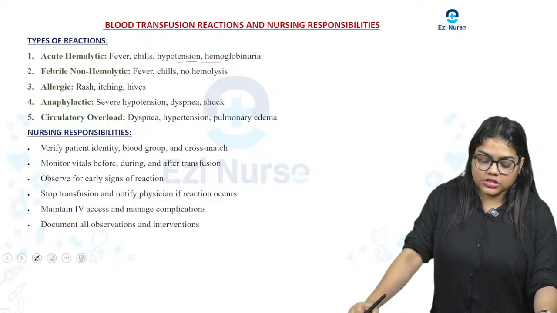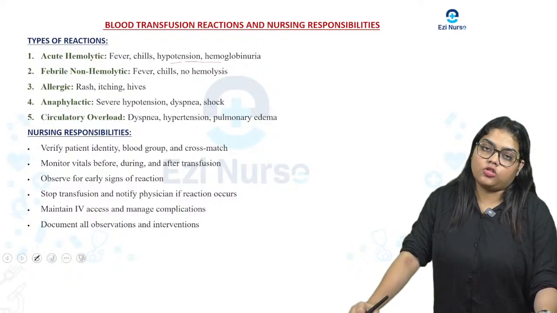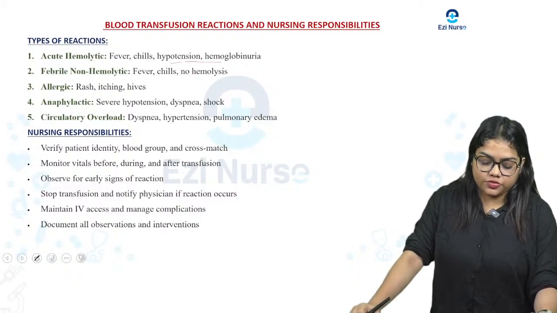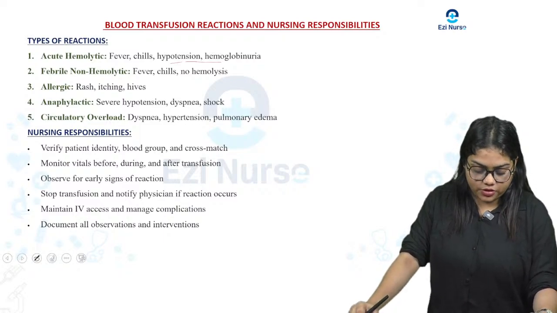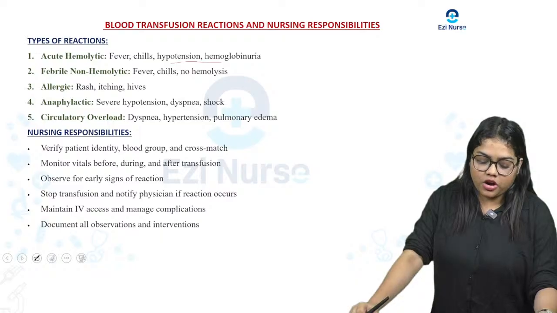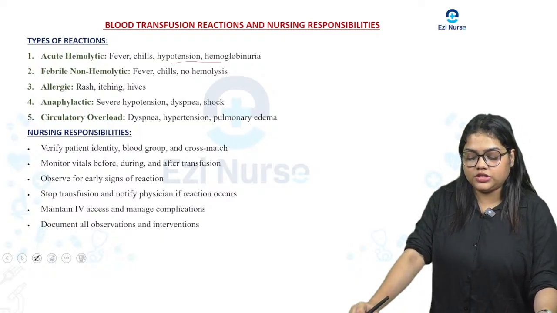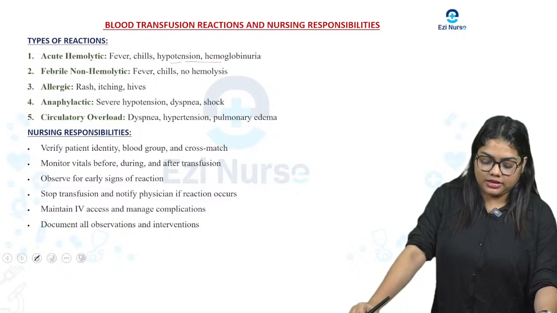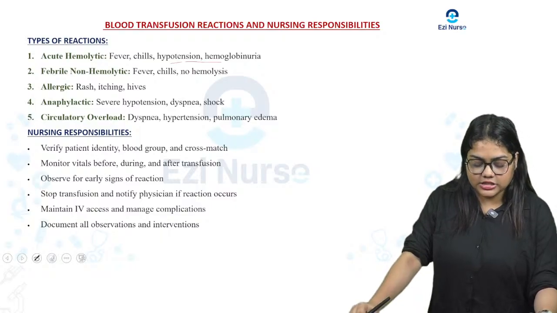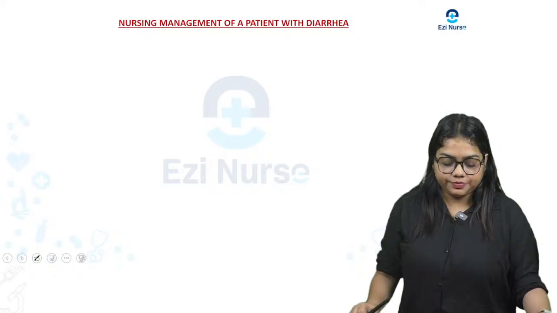Okay, now come to nursing responsibility. We have to verify the patient identity, blood group and cross match the blood. Then we have to monitor the vitals before, during and after the transfusion of the blood. We have to observe for early signs of reaction. Stop the transfusion and notify the physician if any kind of reaction occurs. We have to maintain the IV access and manage the complication. And lastly, document all the observations and interventions we have done.